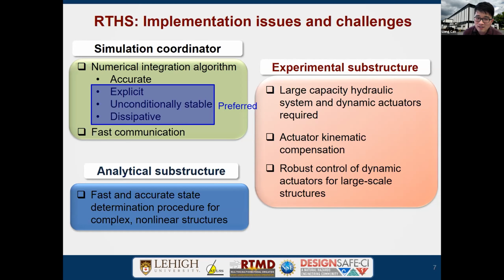Second, sometimes the control node of your experimental specimen, or the imposed displacement location, is not the same as the actuator motion, so there is a nonlinear kinematic relationship between them. You need compensators to compensate the actuator motions. And the third one is that you have to have robust control of dynamic actuators to minimize the delay and amplitude errors.